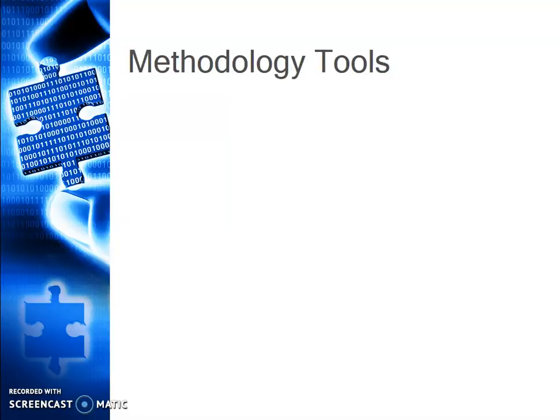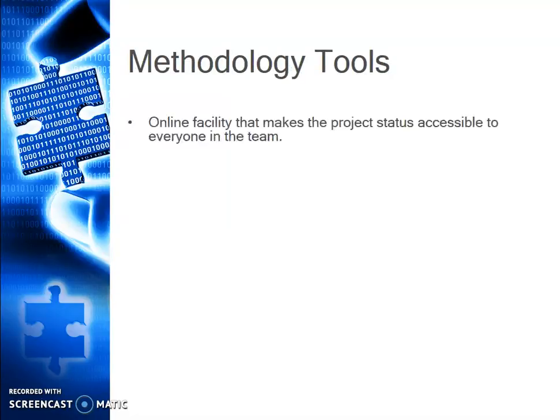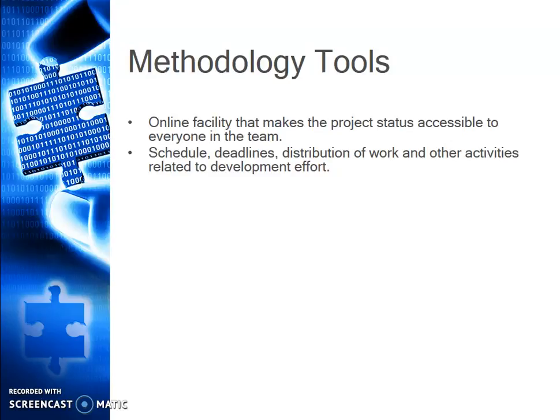Now let's discuss methodology tools. This is an online facility that makes the project status accessible to everyone in the team. It covers the schedules, deadlines, distribution of work, and other activities related to the development effort. Some examples are Trello, Asana Tasks, and GitHub. These methodology tools help the developers keep track of their progress and tasks for the development.